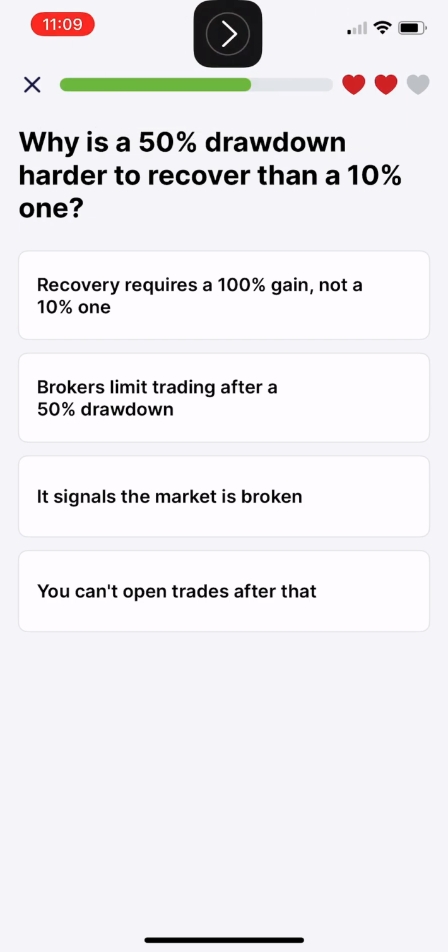Why is a 50% drawdown harder to recover than a 10% one? Recovery requires a 100% gain, not a 10% one. Brokers limit trading after a 50% drawdown. It signals the market is broken. You can't open trades after that.